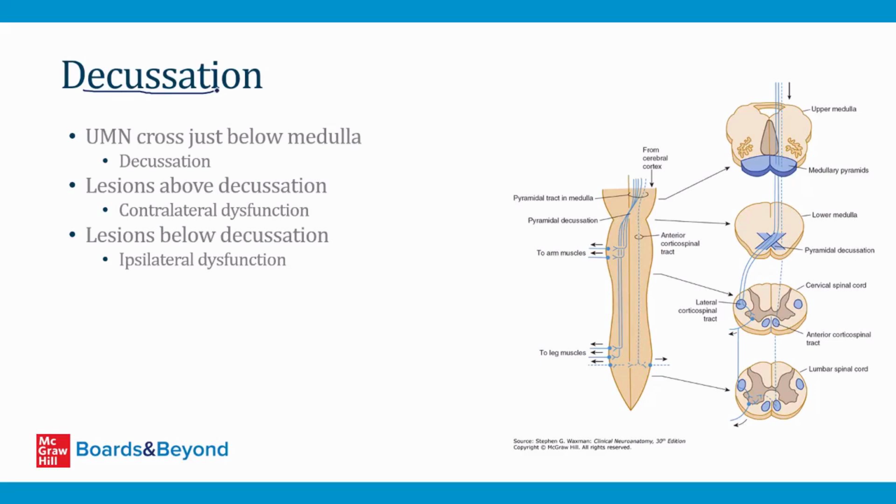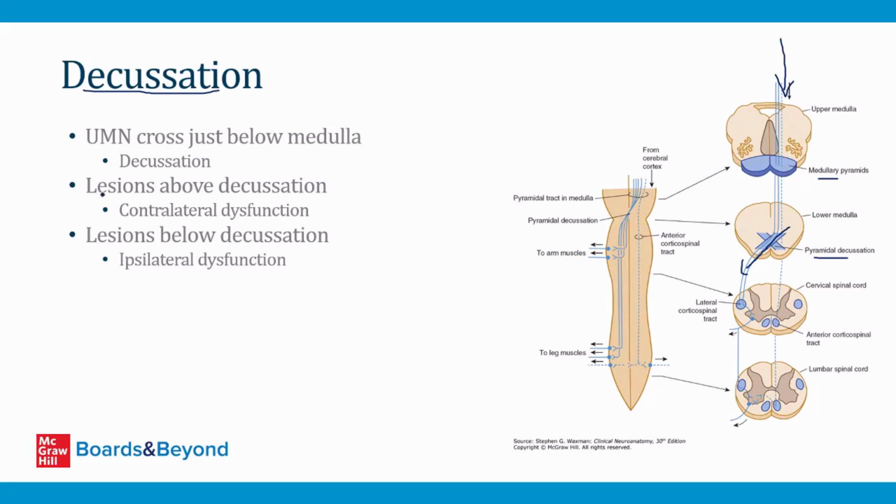This is called decussation. To understand this, let's look at this drawing on the slide here, and let's imagine we have a motor neuron coming down from the brain. At the level of the medulla in the brainstem, those upper motor neuron fibers are going to cross to the other side of the body. This occurs in an area of the brainstem called the pyramidal decussation.